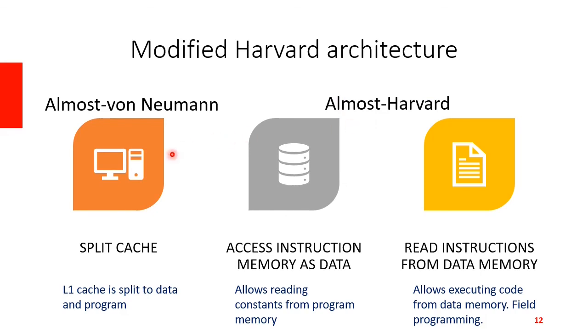In almost von Neumann machines, usually what we have is the split cache. You know that when you consider the memories in the computer, you have the main memory, so-called RAM, which is kind of fast memory.